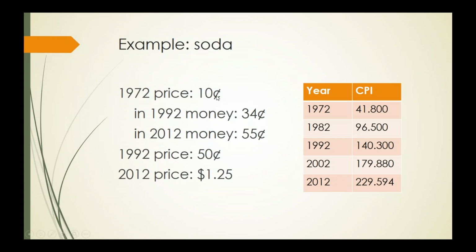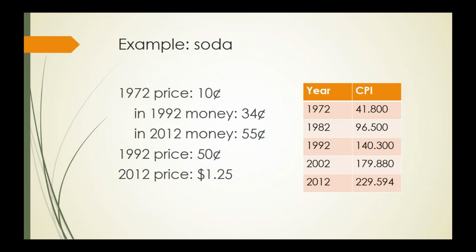So I put these together. The actual price in 1992 was 50 cents compared to the 1972 adjusted price of 34 cents. So the actual 1992 price was higher than the 1972 price adjusted for inflation. And likewise, the 2012 price was higher than the 1972 adjusted price for 2012 of 55 cents.